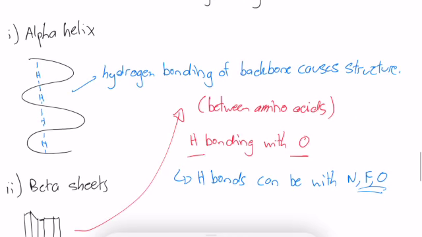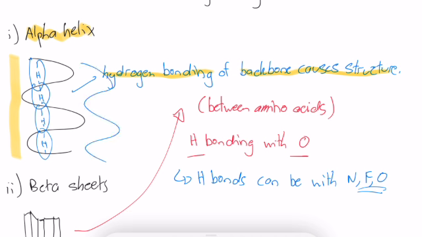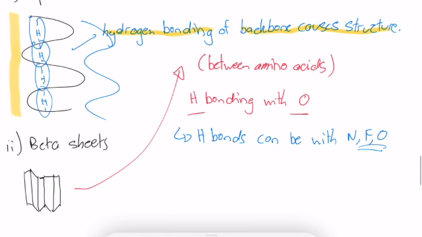So notably, we have our alpha helixes, and we can see that they adopt this spiral type shape, and this is due to the presence of hydrogen bonding on that backbone, which causes this structure. So hydrogen bonds here interact with each other, and therefore we experience that kind of spiral-ish shape, which is what we call an alpha helix. So they bond between the amino acids.